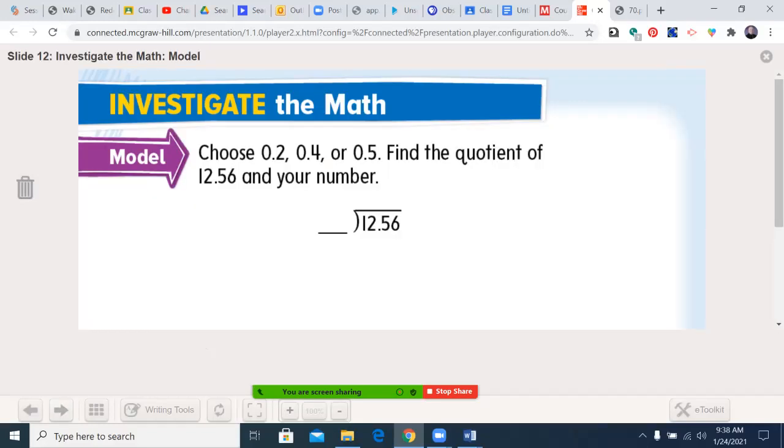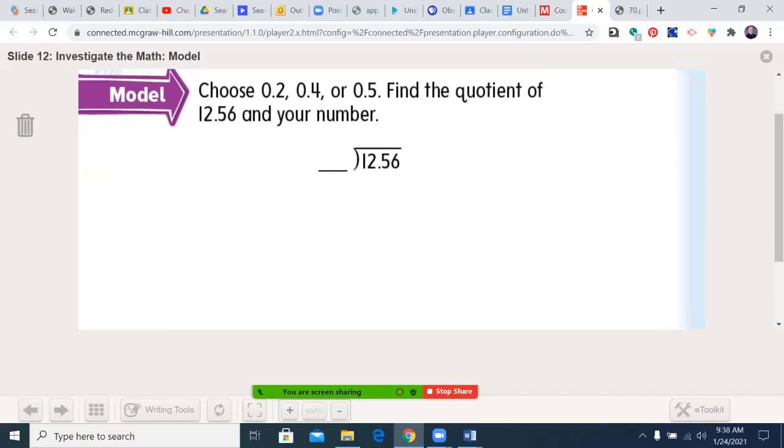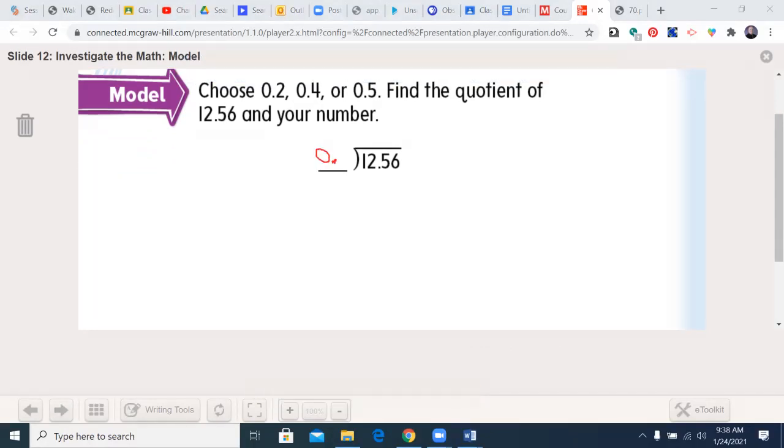And now we're going to choose one of these digits to find the quotient. So I'm going to grab my algorithm annotation tool here, give myself a little more room. And let's pick the middle one, 0.4. I don't want to divide by a decimal. 12.56 divided by 0.4, not what I want to do. I'm going to have to do something.